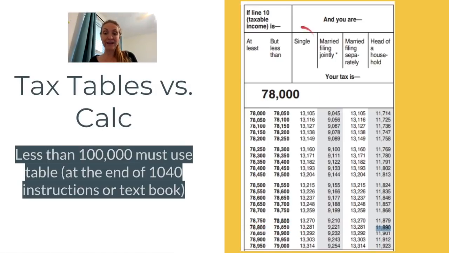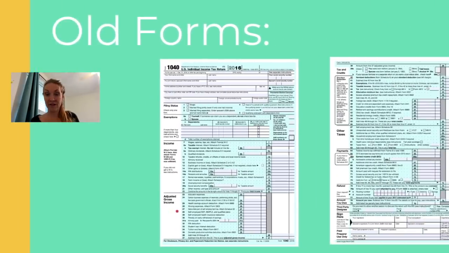And then, based on the filing status, single, married filing joint, married filing separate, and head of household, we come over here, and this is the amount, 11,900. And you can find these in the instructions for the Form 1040 or at the end of your textbook or the online textbook.